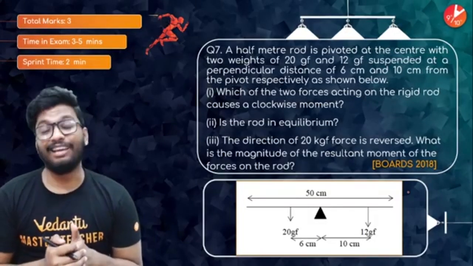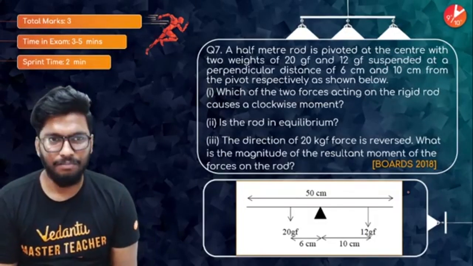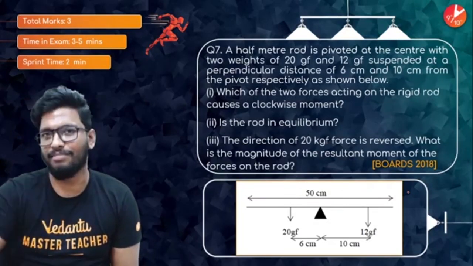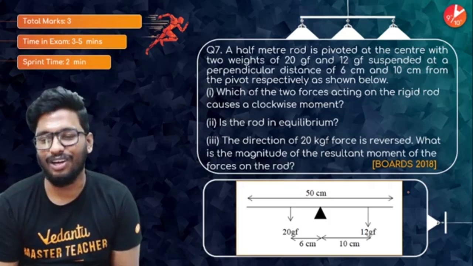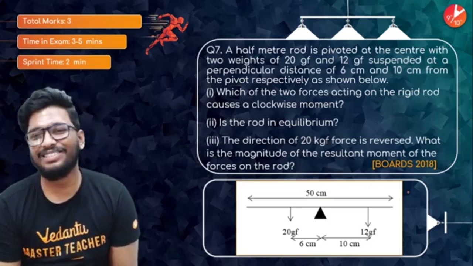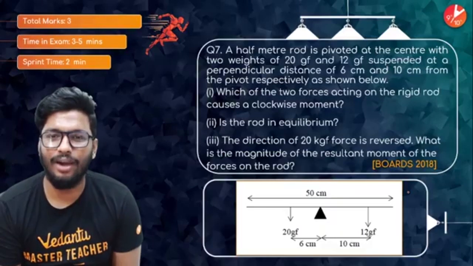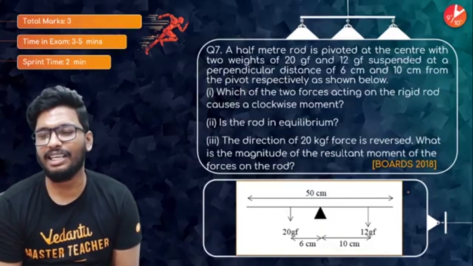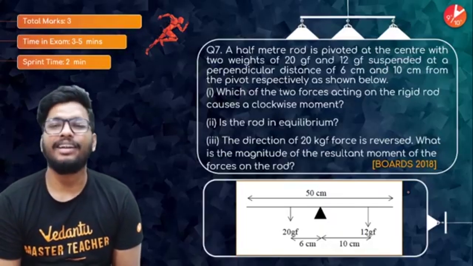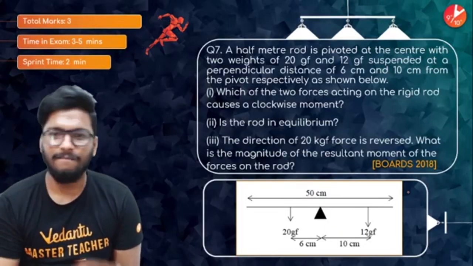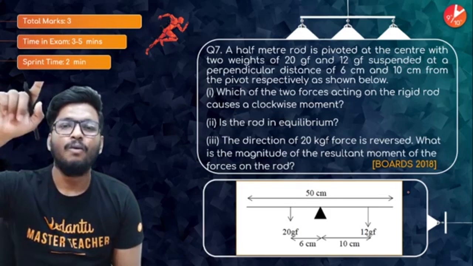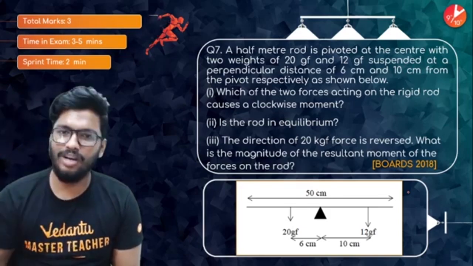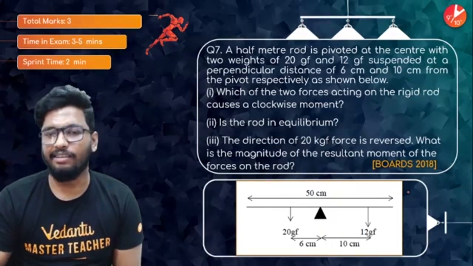A 3 marks question taken from the 2018 board exam. In your exams, you can take up to 3 to 5 minutes, but in the sprint test, you'll have to solve it in 2 minutes. The question is: a half-meter rod is pivoted at the center with 2 weights of 20 gf and 12 gf suspended at perpendicular distances of 6 centimeter and 10 centimeter from the pivot, respectively, as shown below. You can see the diagram over here.